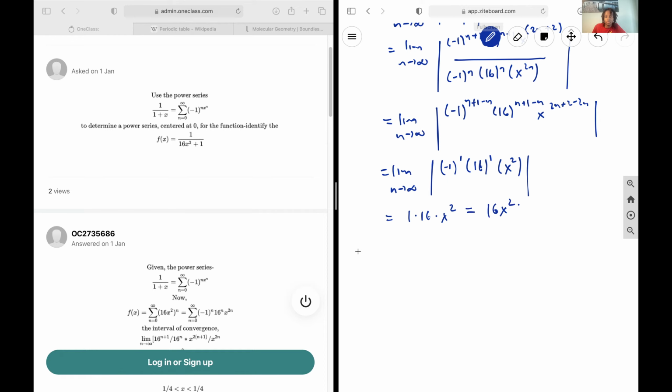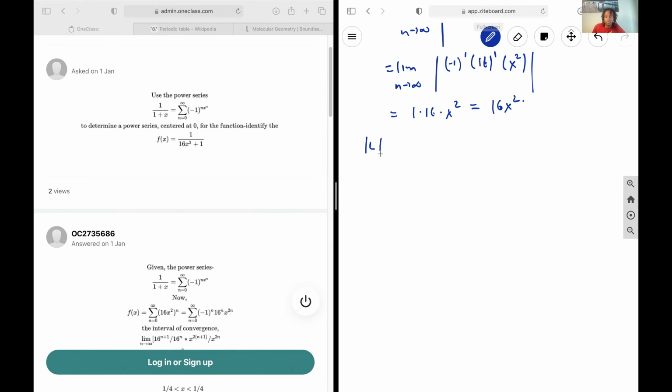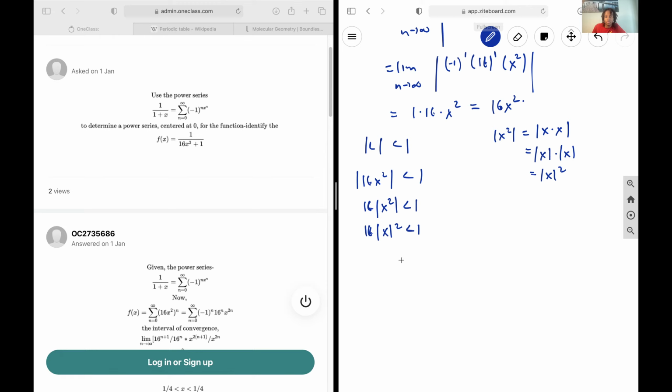And we're given the identity that the summation is going to converge as long as the magnitude of L is less than 1. We're just going to put in what our L is. So 16x squared is less than 1. And then we know that we can pull out the 16. x squared is less than 1. And we can additionally pull out the square root because x squared is equal to x by x, which can be written as the magnitude of x by the magnitude of x, and that is the magnitude of x squared. And so that will become 16 times the magnitude of x squared is less than 1.